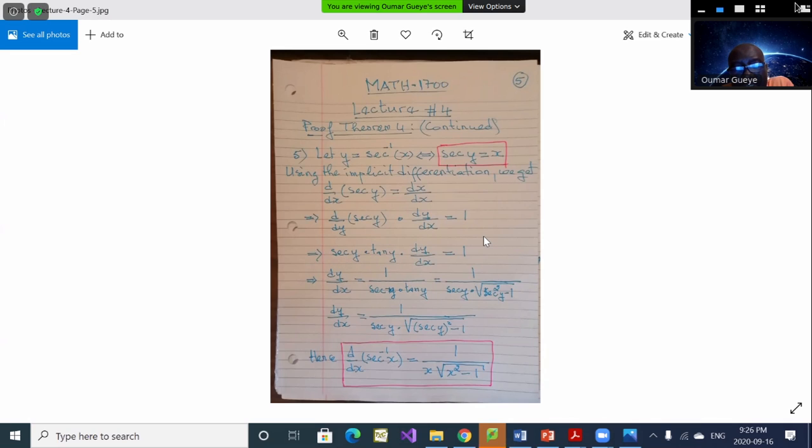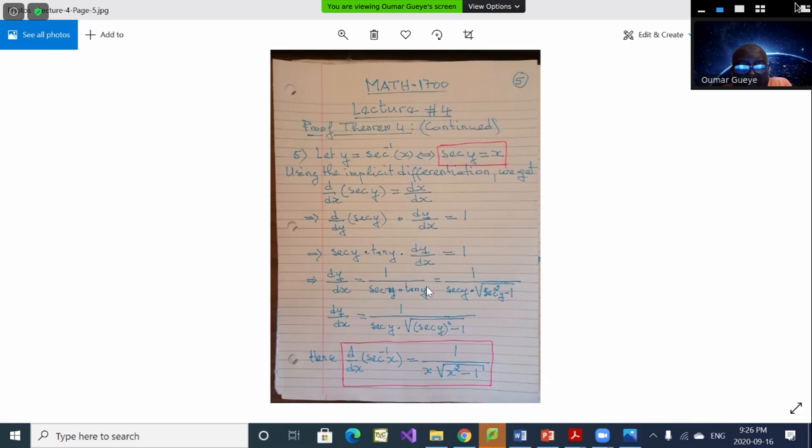Now, isolating dy by dx, it means you have to take this product and send it to the right-hand side. Since you have a product, you divide by secant y times tan of y. From this step, dy by dx is equal to 1 over secant of y times tan of y. Since I know the connection between secant of y and x, I can substitute this one by x. Now the question is how to express tan in terms of x.